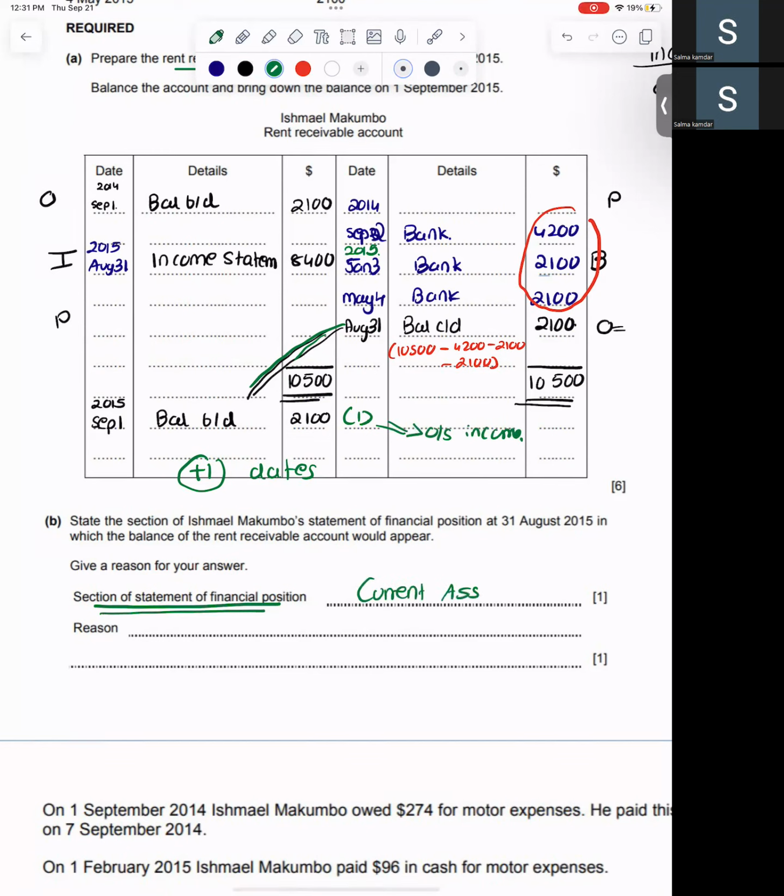Why would it appear in current assets? Because it is an amount yet to be received. So, it is an amount yet to be received by whom? By Ishmael Makumbo. Okay, let's proceed ahead.